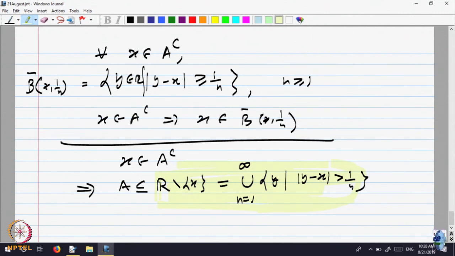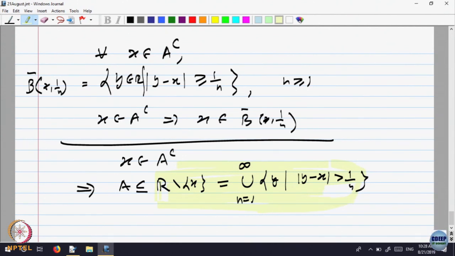Yes? Because the right hand side is a union of subsets of R. So the right hand side is a subset, right? And X does not belong to it, so that is inside this. And conversely, if I take a point y in R minus X, then its distance is something, and that distance will be bigger than 1 over n for some n. So the left hand side is a subset of the right hand side, and the right hand side is a subset of the left hand side.